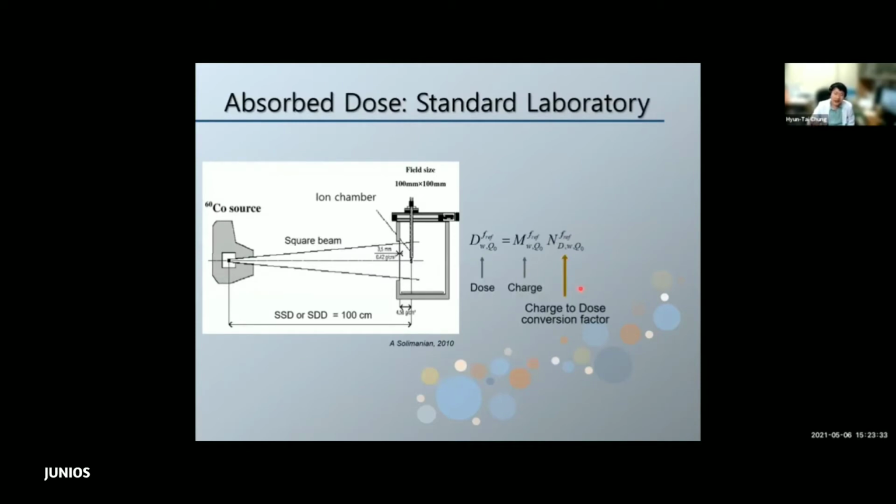When you send your ion chamber to an SSDL to calibrate, they use this setup. There's a cobalt-60 source. The field size is 10 by 10, and the SSD is 100 centimeter. Depth is 5 grams per square centimeter. And they give this correction factor, conversion factor actually. This N_D,w is a factor to convert measured charge to absorbed dose to a point in the SSDL.